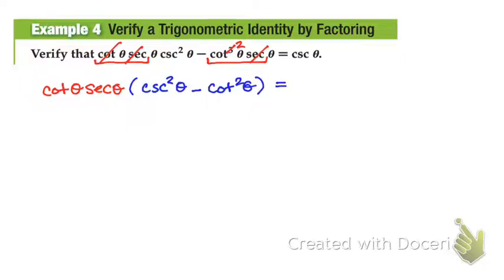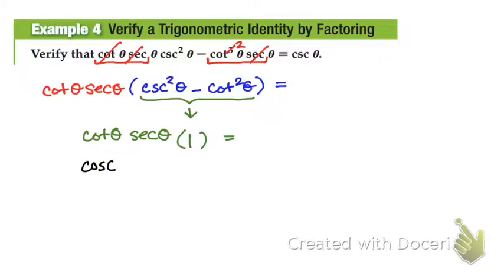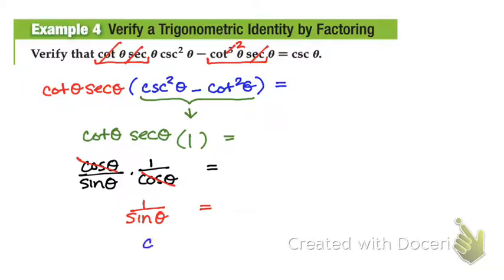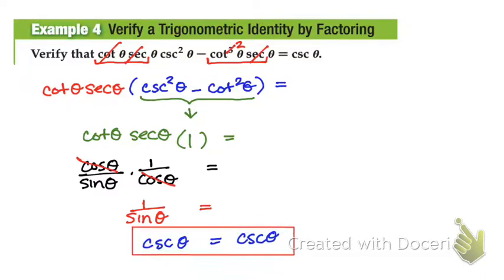Okay, so in my next step, I'm going to recognize that this guy right here is a Pythagorean identity, which is equal to 1. So I get 1 times cotangent theta secant theta. And I'm going to use that strategy where I'm going to rewrite everything in terms of sine and cosine. This is cosine theta over sine theta. This is 1 over cosine theta. These guys cancel, and I'm left with 1 over sine theta. And in my last step, I'm going to write 1 over sine theta as cosecant theta, which is exactly what I was hoping to get, because that's what I had on the right-hand side. And I'm done.